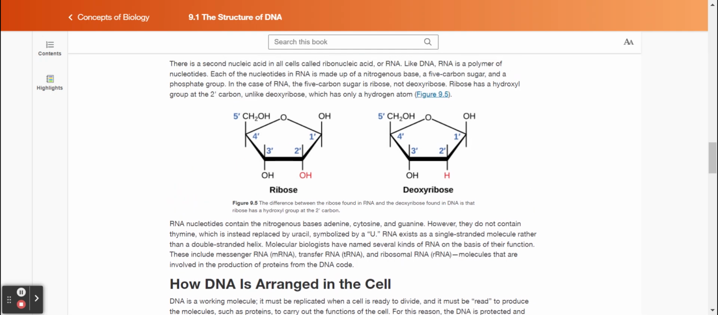Figure 9.5. The difference between the ribose found in RNA and the deoxyribose found in DNA is that ribose has a hydroxyl group at the 2' carbon.